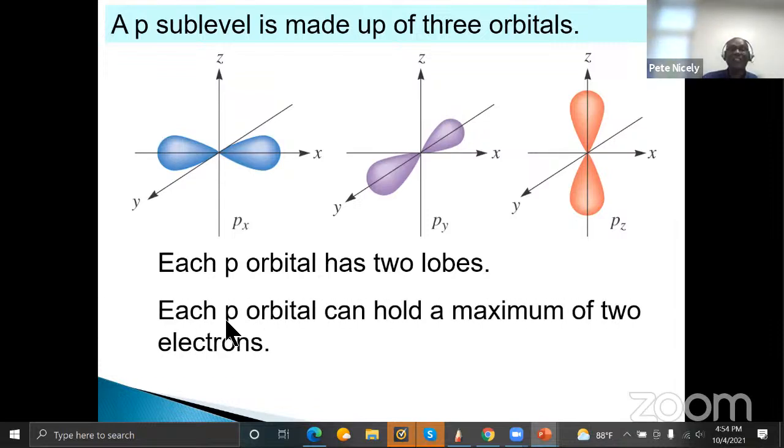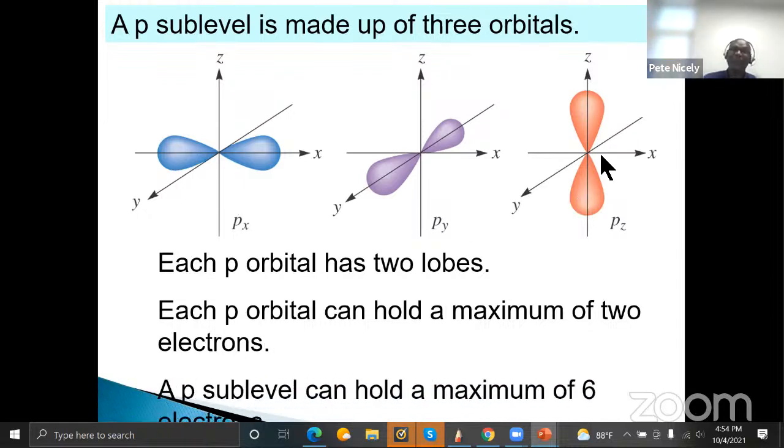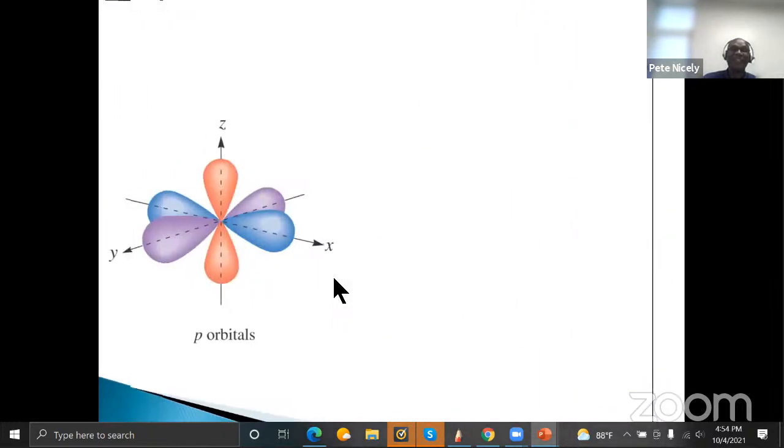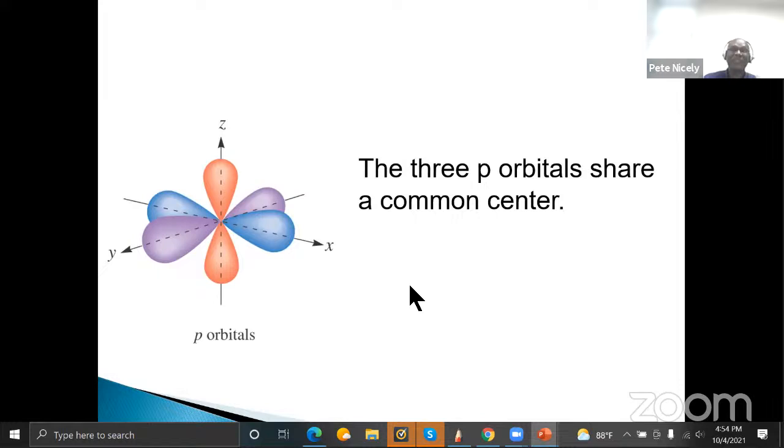Just as in the case of s orbitals, however, p orbitals by themselves, each of them can hold a maximum of 2 electrons. So in the case of the p sublevel where you have 3 p orbitals, the p sublevel can hold a maximum of 6 electrons as a result. So again, the electrons will be distributed among these p orbitals such that they're spinning in opposite directions when they share the same p orbital. Now, what you're looking at here are basically the same 3 p orbitals, but how they are actually arranged within the atom, or within a particular sublevel.